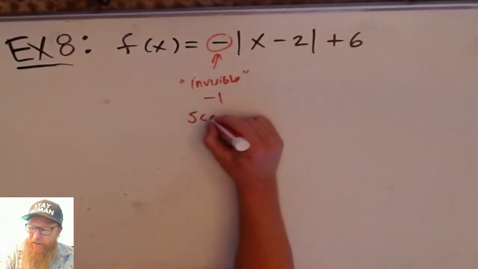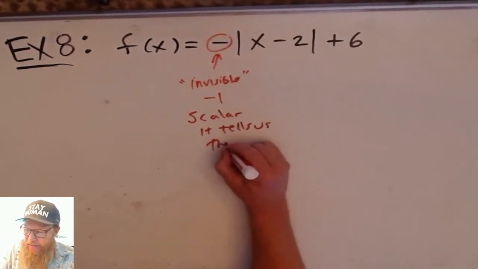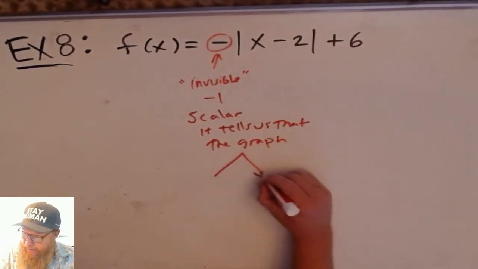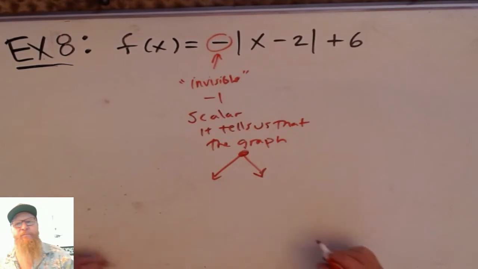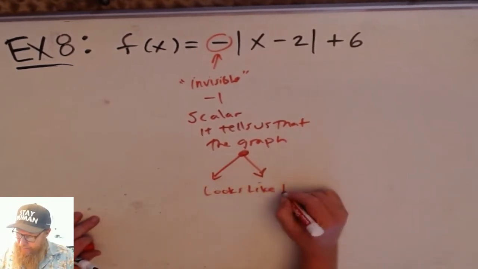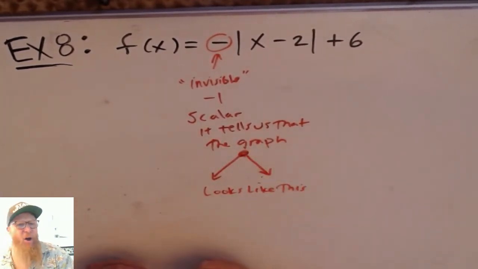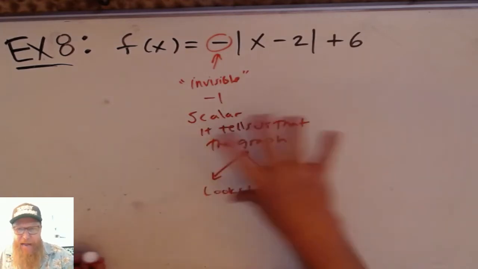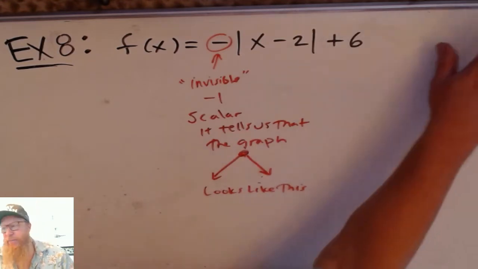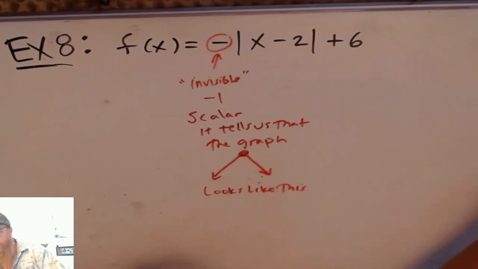So that's your scalar. It tells us that the graph goes like this. Yeah, it looks like this. So if I don't get a graph that looks like that, I know I did something wrong. So just keep that in the back of your mind. You're actually not going to use it too much until you're actually breaking out the graph board or your mouse, and then I'll show you what that means, okay?